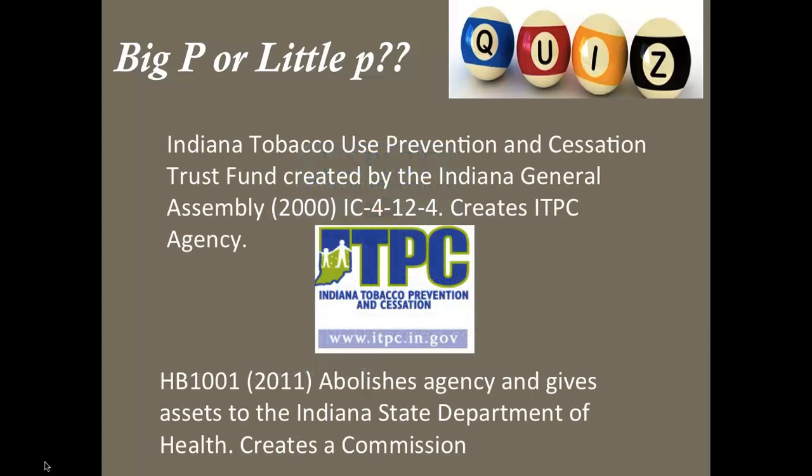Here's two things. If you look at the top of the slide, Indiana Tobacco Use Prevention and Cessation Trust Fund. The trust fund was created by the Indiana General Assembly. That's our state legislature. That was in 2000, and it created an agency. So an agency was created. Would that be big P or little p? The creation of an agency by the state legislature. Big P. Now, if you look at the bottom of the screen, House Bill 1001, it abolished that agency and gave the assets to the Indiana State Department of Health, creating the commission that is in existence today.